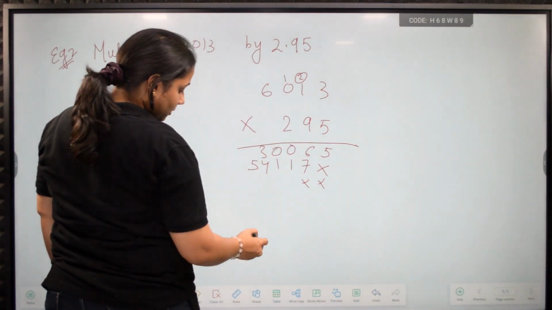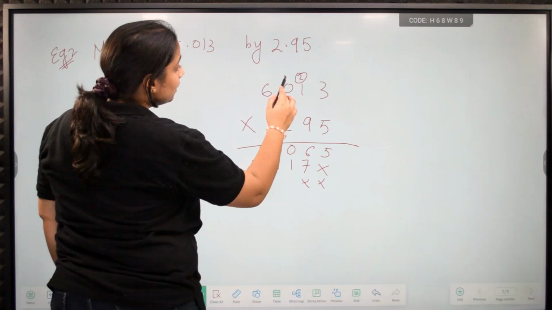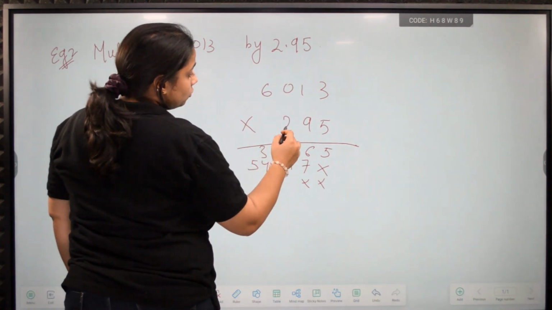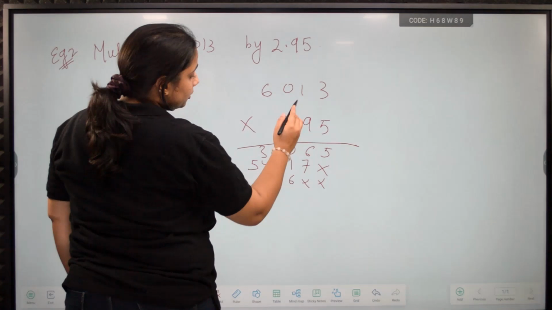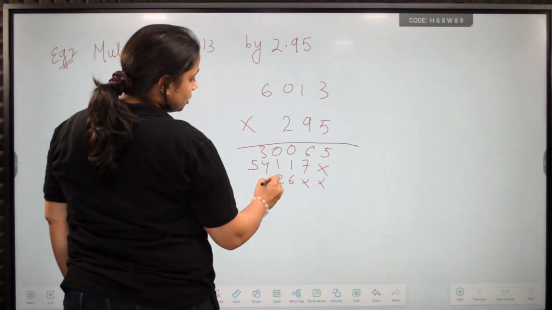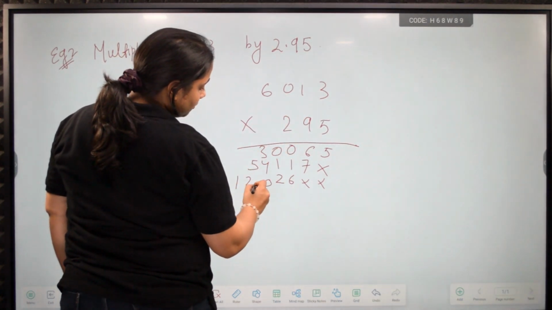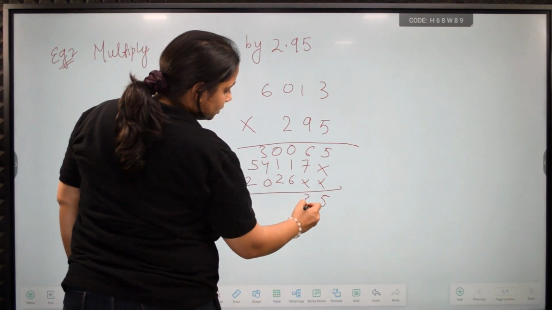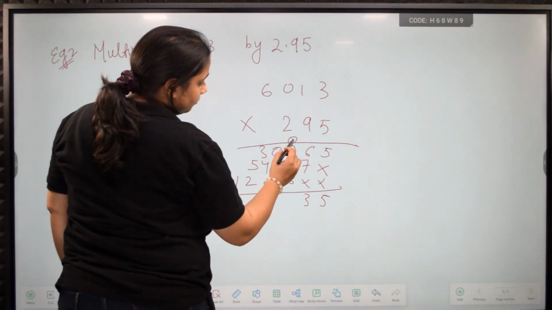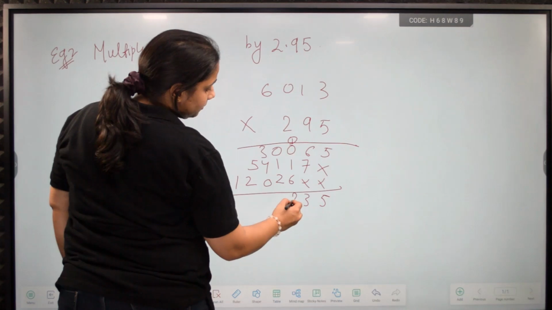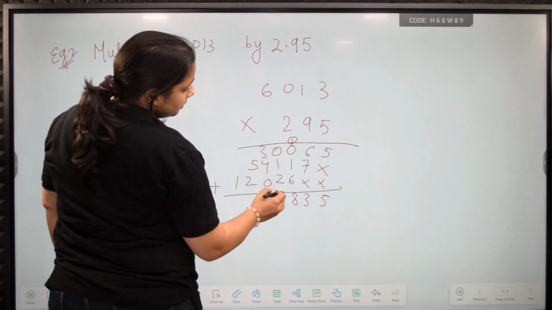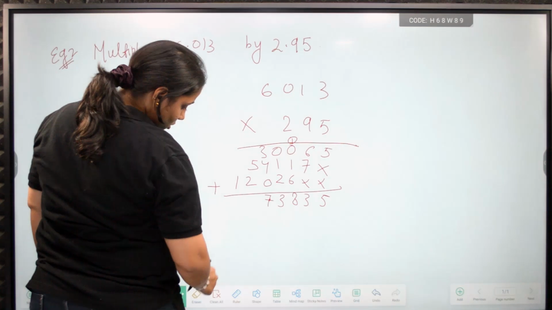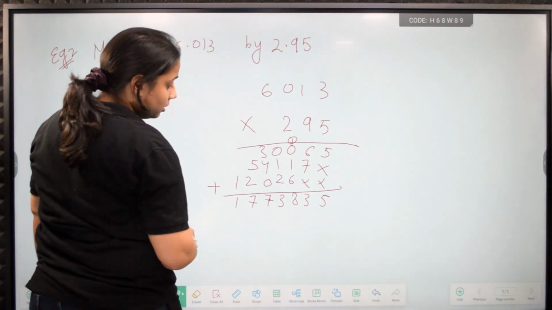Now 2 into 3. Now I'm erasing the carries. 2 into 3 is 6. 2 into 1 is 2. 2 into 0 is 0. 2 into 6 is 12. Add these numbers. 5, 13. 1 plus 1, 2 plus 2, 8. 1 plus 2 is 3. 3 plus 4 is 7. 5 plus 2 is 7. And here 1.